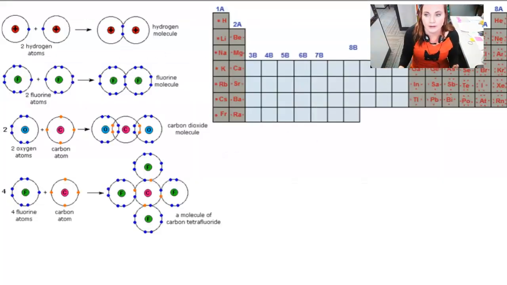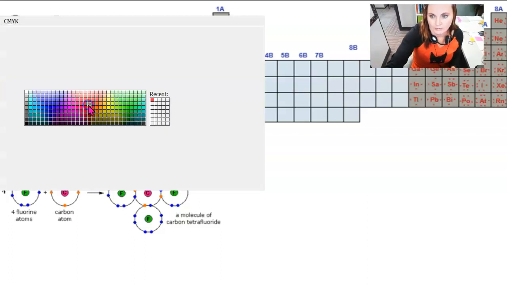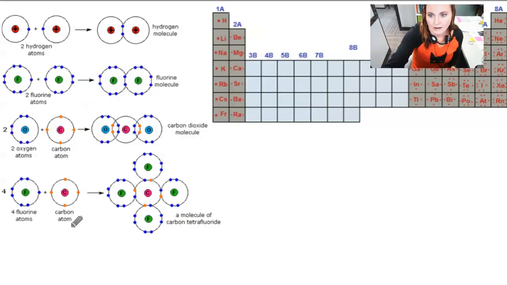All right, so let's look at how this actually works. Here we have a picture showing you hydrogen. Each hydrogen has an individual electron. Now hydrogen is a bit of a funky one. Hydrogen, helium, lithium.